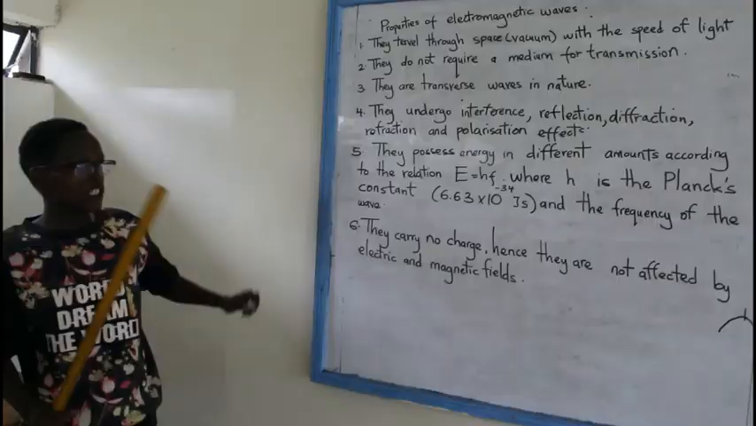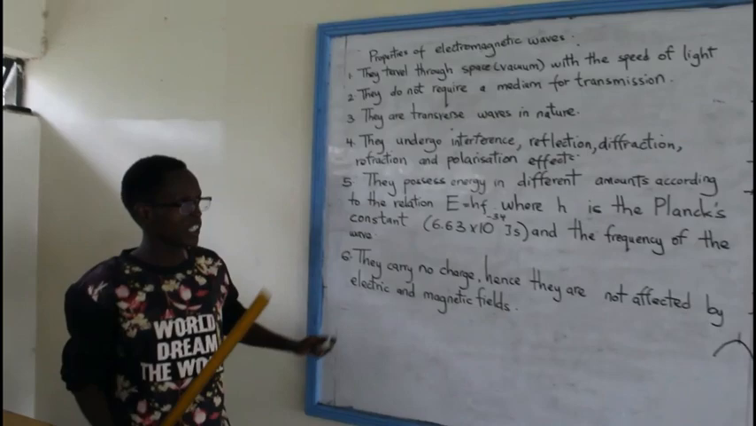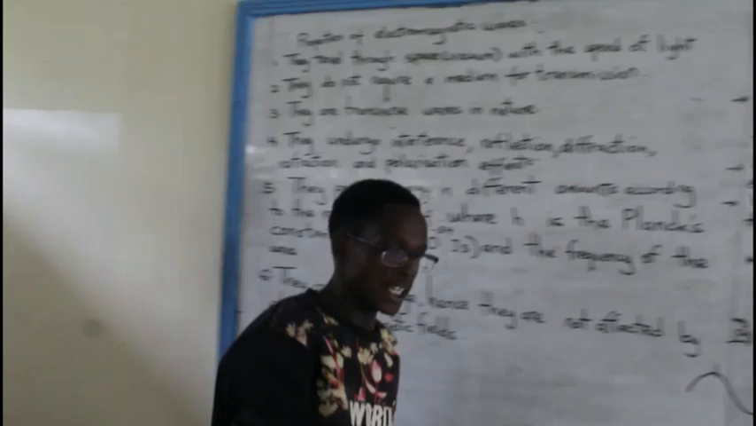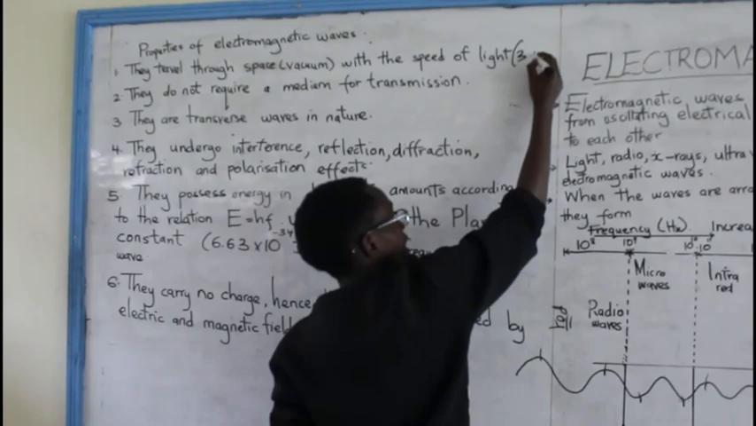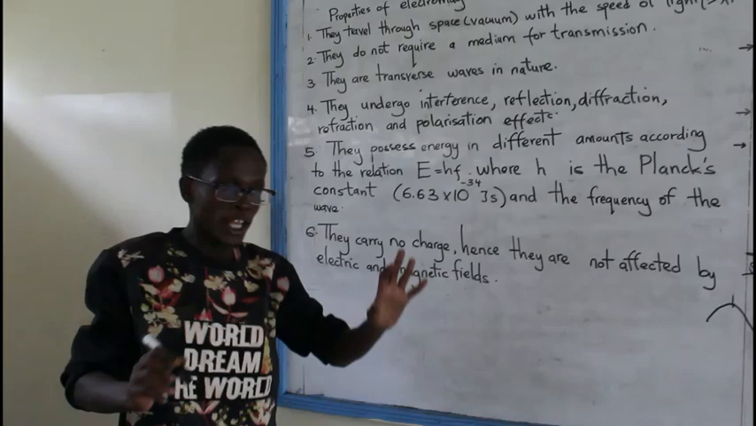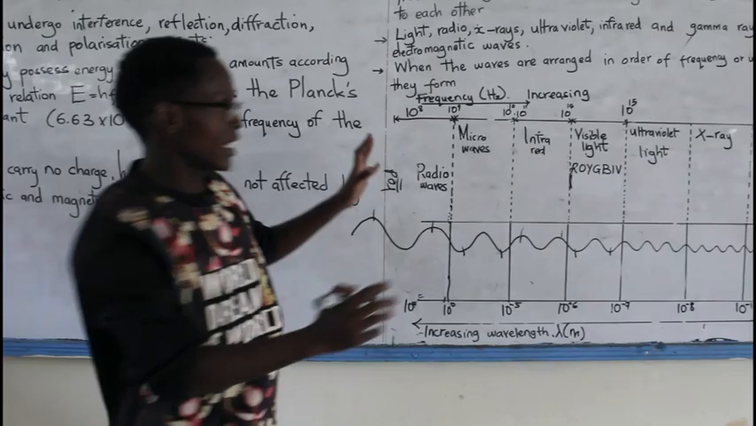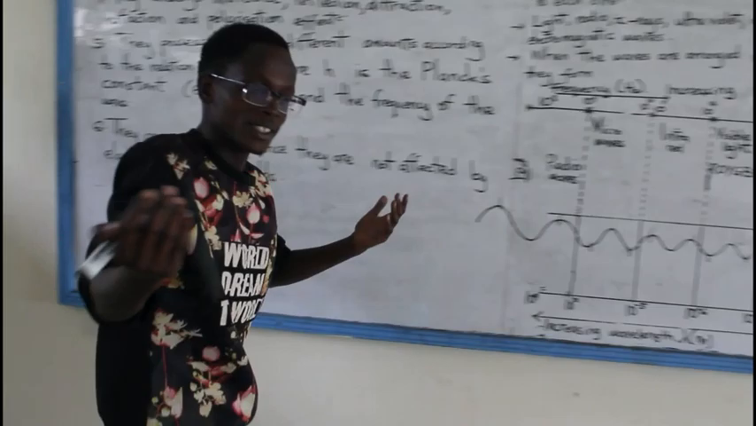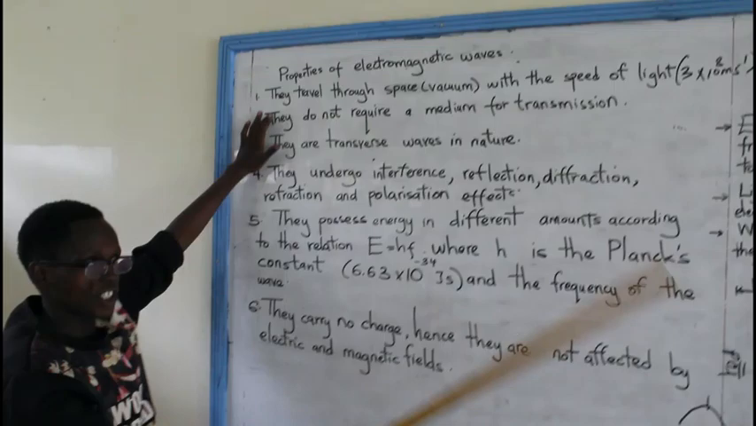The first property of electromagnetic waves is that they travel through space at the velocity of light, which is 3 times 10 power 8 meters per second. They travel through space with the speed of light at 3 times 10 power 8 meters per second. If you remember what I said, light is just a part of the greater electromagnetic spectrum, which shares common properties. So it's not alien for us to see that they share a common velocity through space. So the first one, they travel through space with the speed of light.